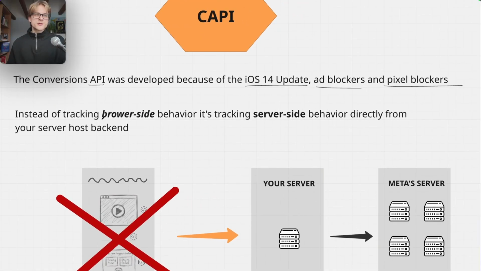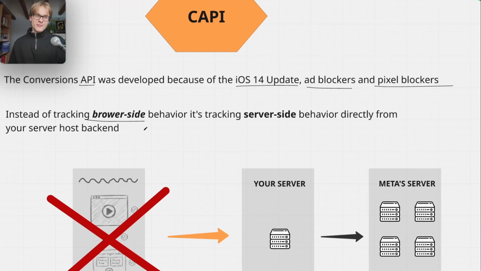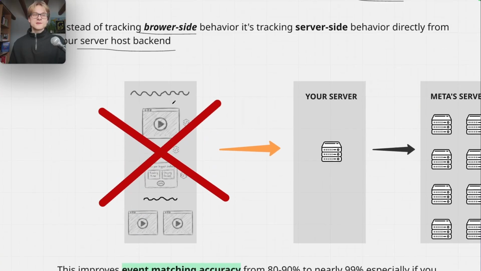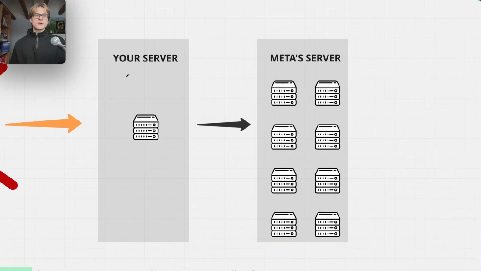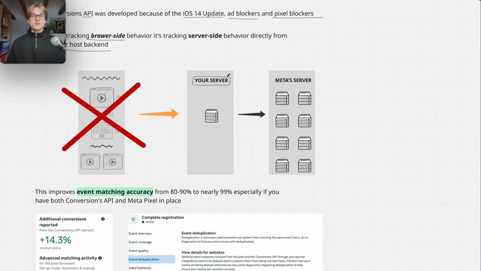Now, instead of tracking the browser side, because this code was tracked in the browser, Meta then switched to tracking the server-side behavior directly from your server host backend. So when you think about where your website is hosted, this is your server, okay? And Meta is tracking the codes over there, and you can do this either by doing it yourself on your server backend, which is what we are doing with our developers, or you can pay a third-party service, for example, and then simply integrate the conversions API and send data from your server to Meta's server. So not from your browser, but from your server, okay?